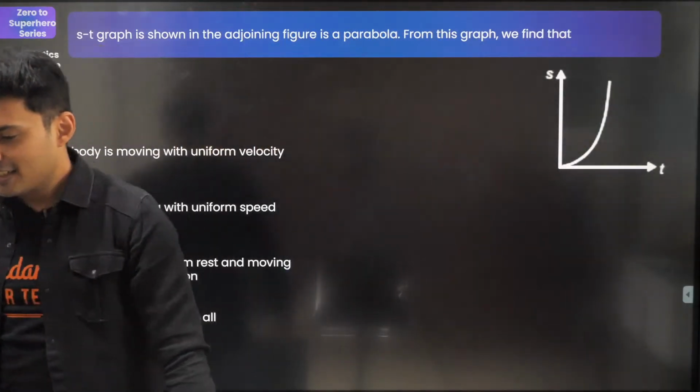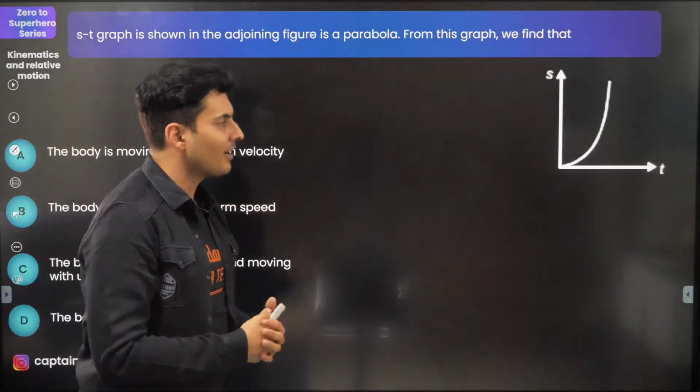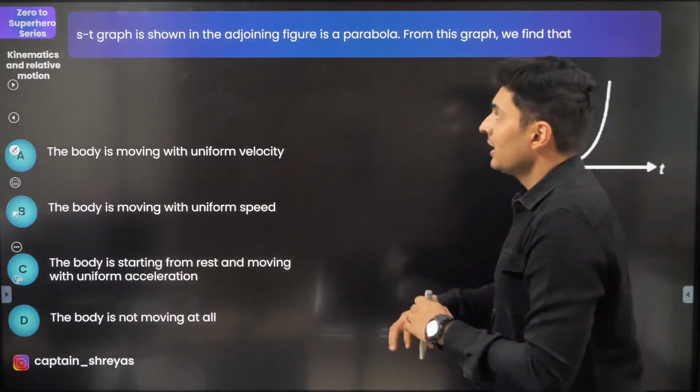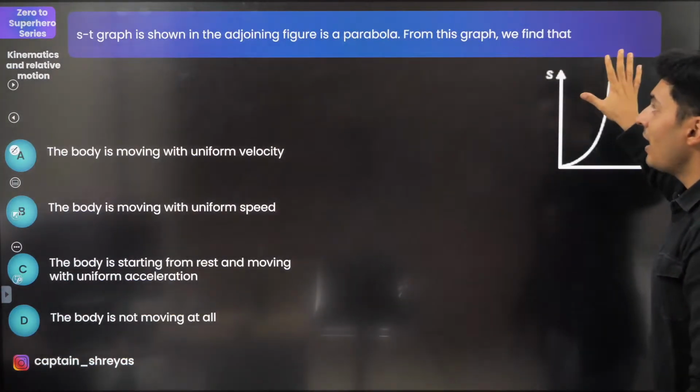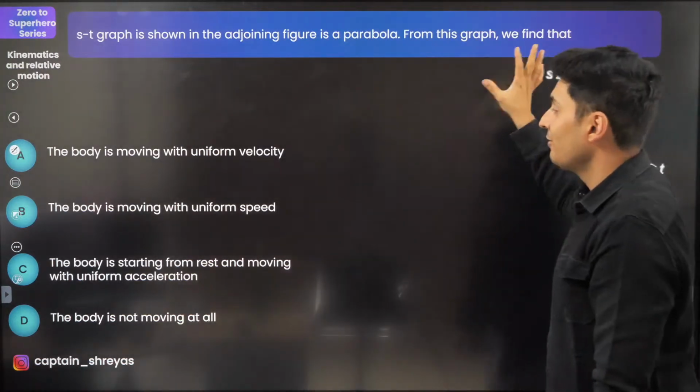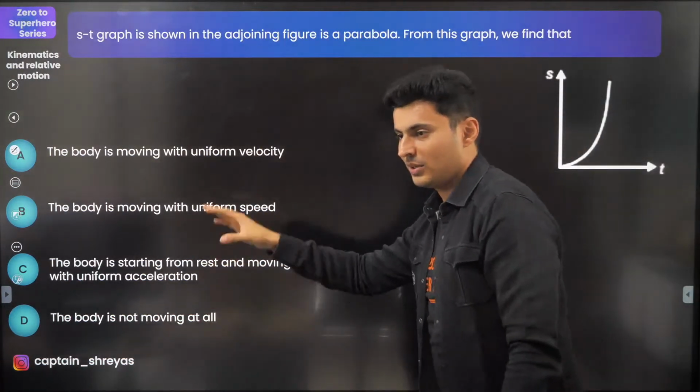All right, so let's check the next graphical question, displacement time graph, and read the question. In the figure, there is a parabola. From this graph, we can find which of the following.